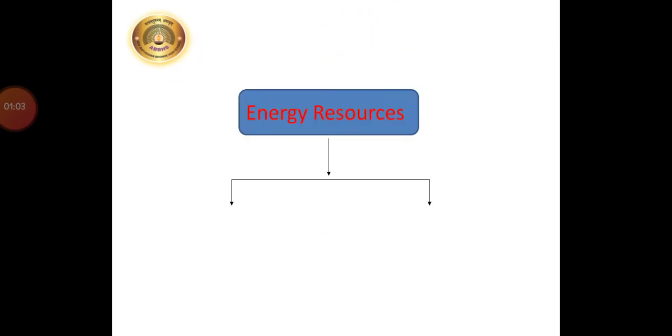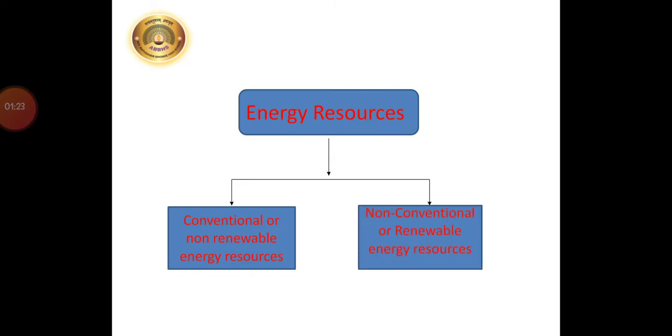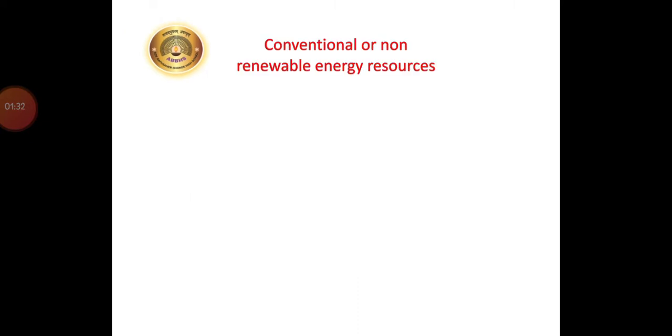Today we will learn about energy resources. There are mainly two types of resources from which we could get energy. These are conventional or non-renewable energy resources and non-conventional or renewable energy resources. So let's learn about conventional or non-renewable energy resources first.